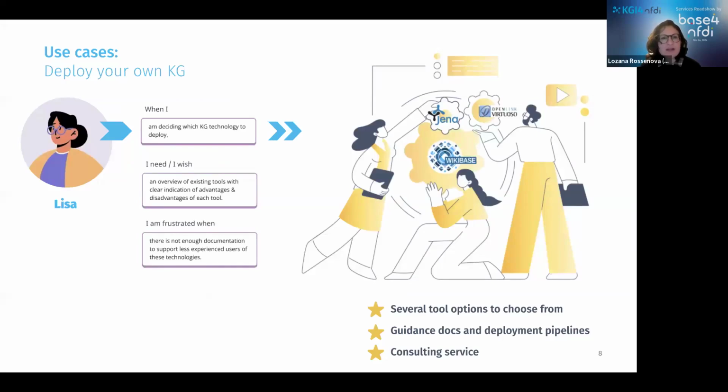So another use case that I wanted to highlight, because again, we see it as a very common use case that has come out also in our work before we started the base service, in our work together as a team around the working group knowledge graphs within the section metadata. And that's the use case of deploying your own knowledge graph. And here comes to the rescue our persona Lisa, a junior developer working in a research lab. And Lisa has the task to deploy a knowledge graph.